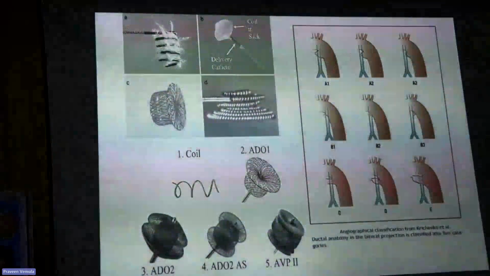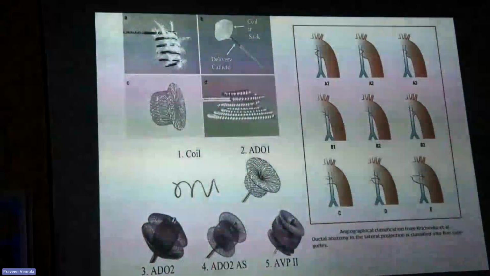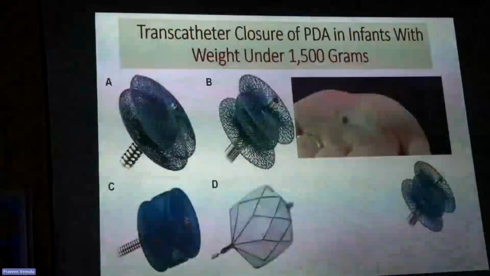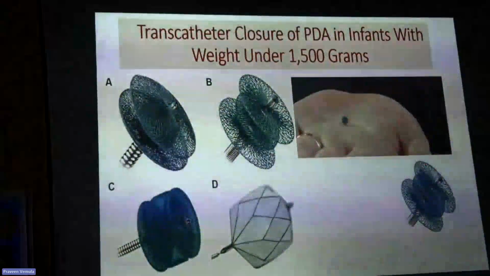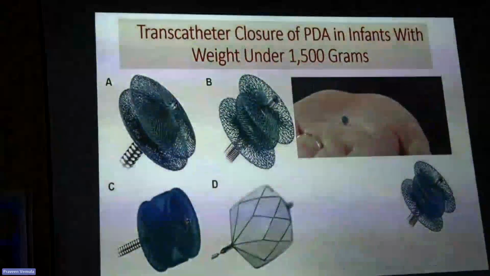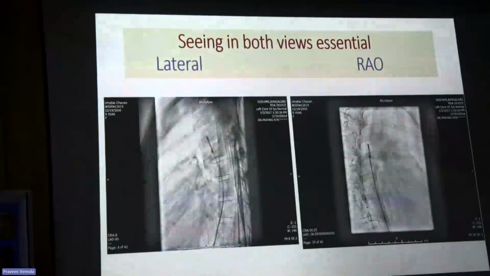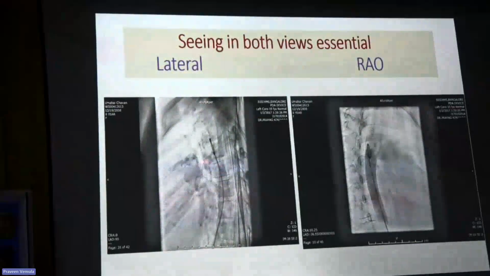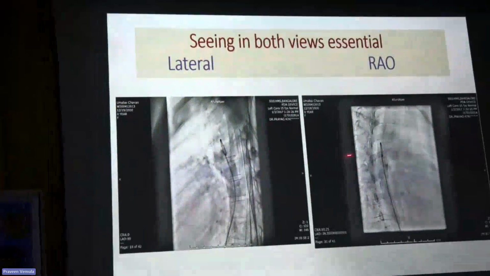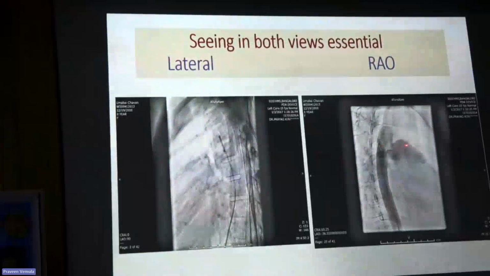PDA coils, sir was also mentioning, coils are up to 3 millimeters. Devices are generally more than 3 millimeters. And larger, we use a device. And these are called piccolo devices. Some of these are actually used in infants even less than 1.5 kilograms. So the first step is to define the PDA, right? You would see the PDA either in the lateral aortogram or in the RAO. And you can size this here.